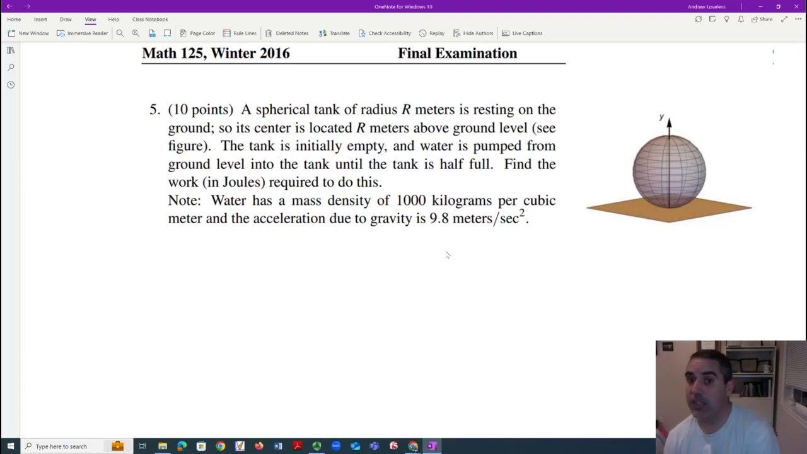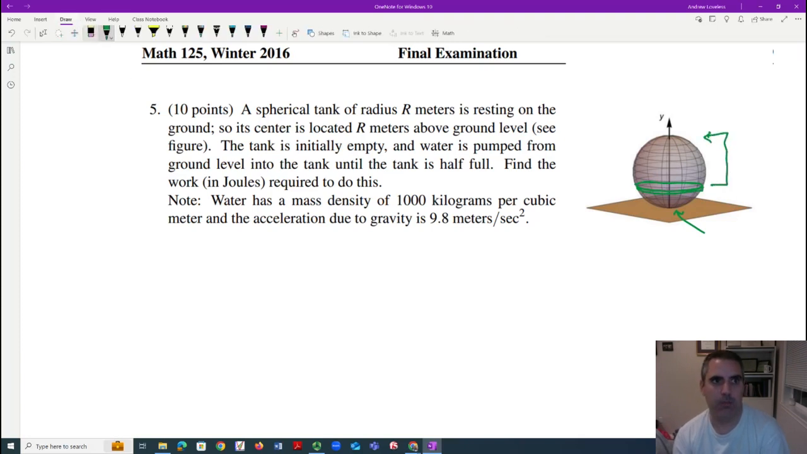The tank is initially empty, so there's something a little different about this one, and then water is pumped in from the bottom and is lifted up to a certain spot till the tank is half full. Find the work done. That only changes things slightly. So the starting picture is empty. The ending picture is going to have these pieces in here. The biggest difference in a problem like this is instead of us lifting to the top, we are lifting from the bottom.